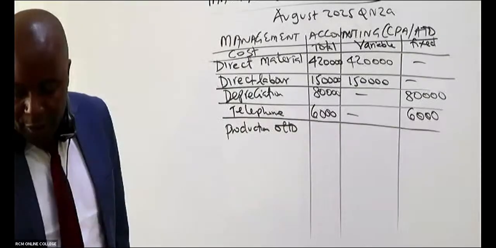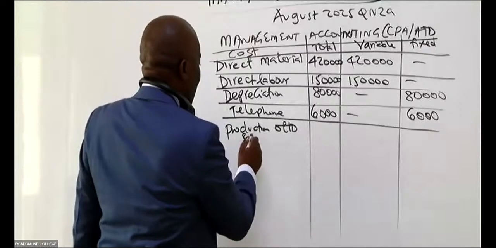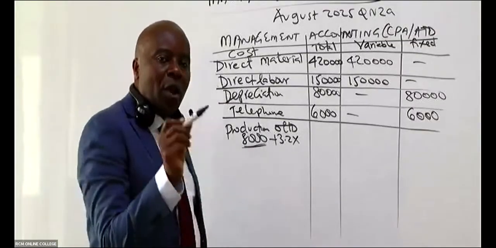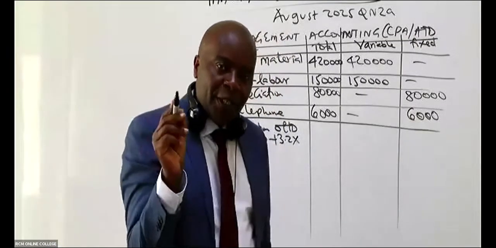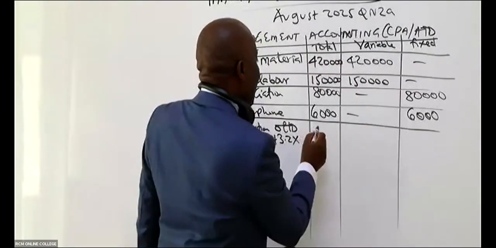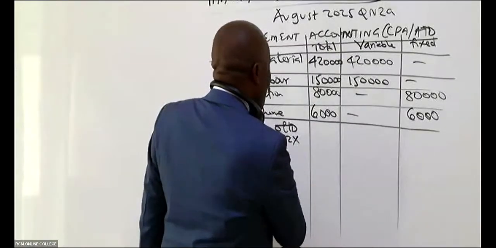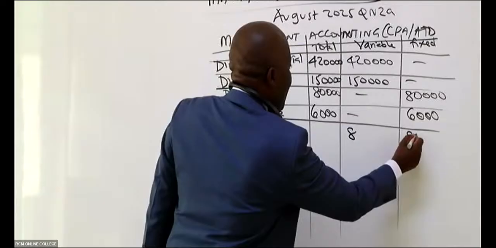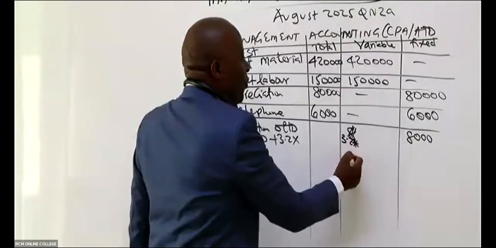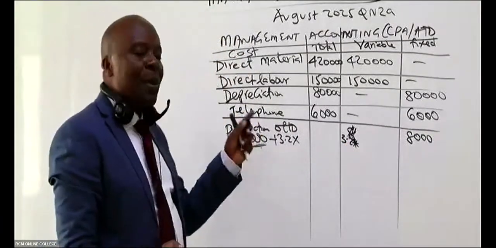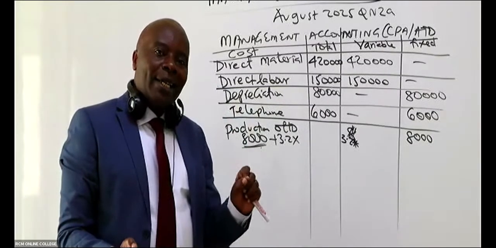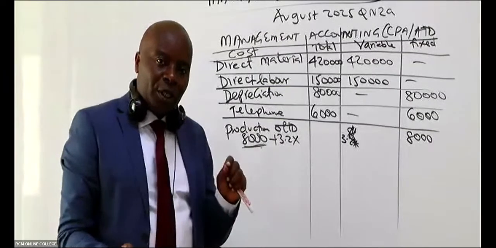So it is 8,000 plus 3.2x. Of course the 8,000 will not be varying with quantity. The 8,000 will always be there, so it will be fixed. Then we have here 3.2 times the number of units. You remember when you read up there, 3.2x, and the x in this case, they told us, is for producing 10,000 units.